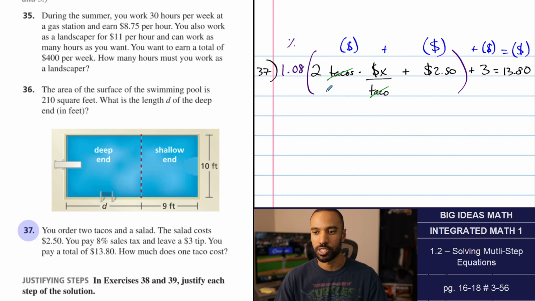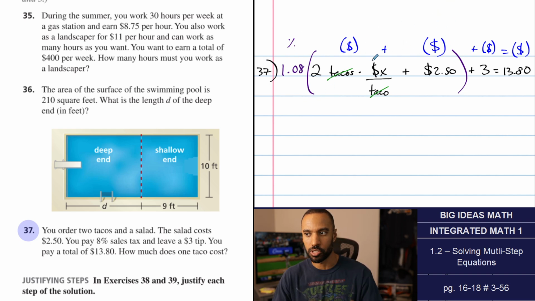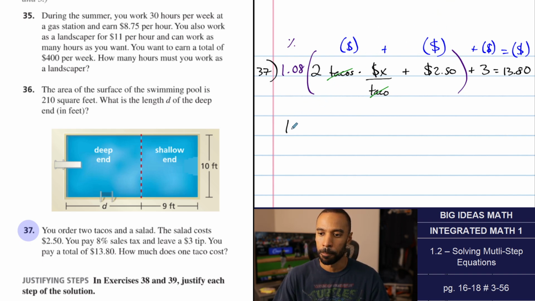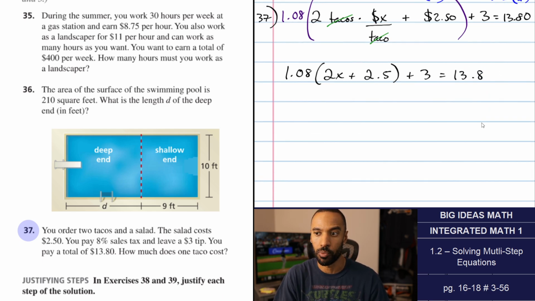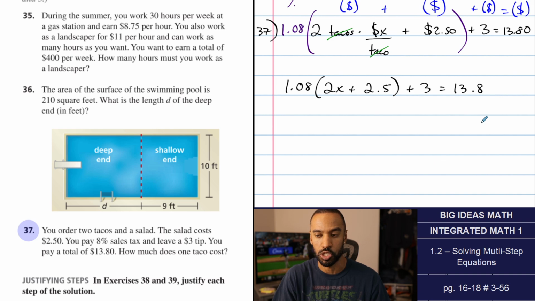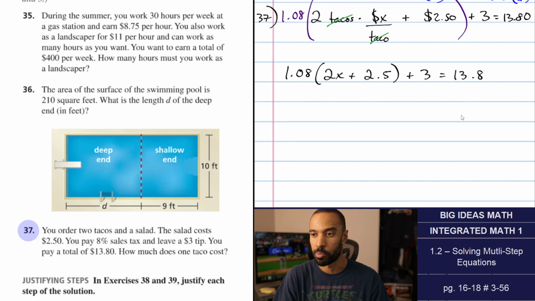Dollars plus dollars times scale factor plus dollars equals dollars. So this is 1.08 times quantity 2 times X plus $2.50. I can also write that as 2.5. Then plus 3 equals $13.80. I can also write that as 13.8. Ultimately, when I solve, I'm going to figure out how much the cost is per taco. How many dollars per taco.